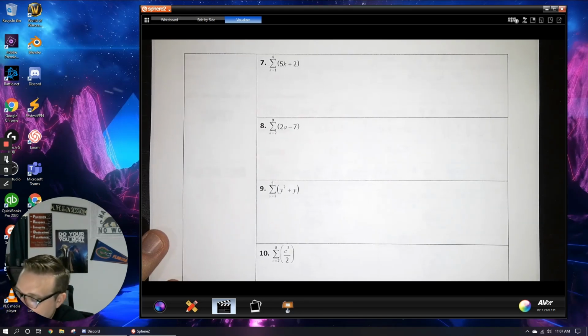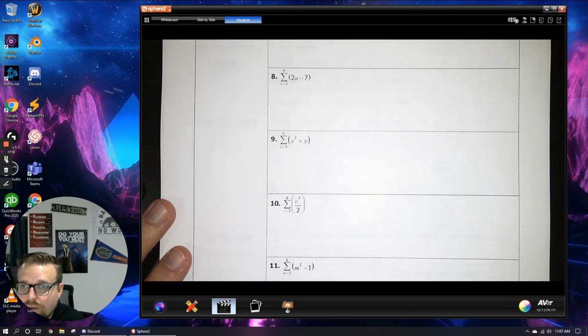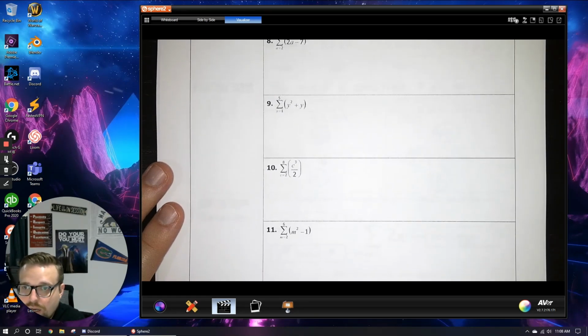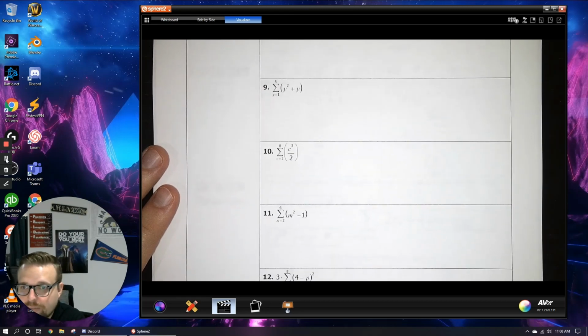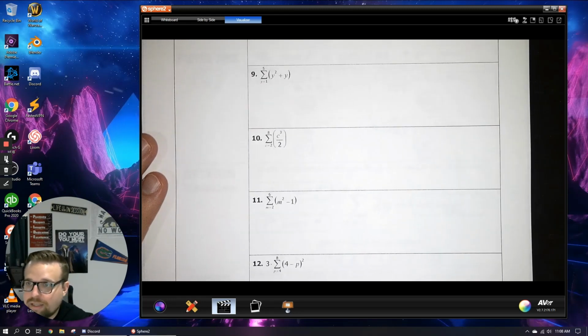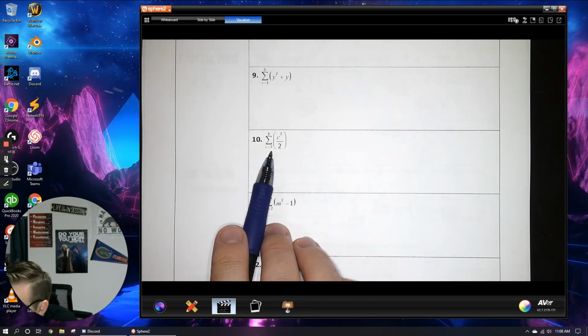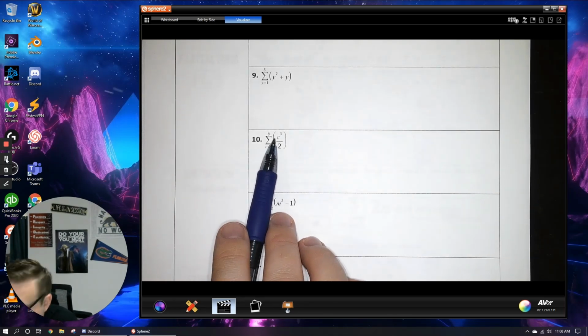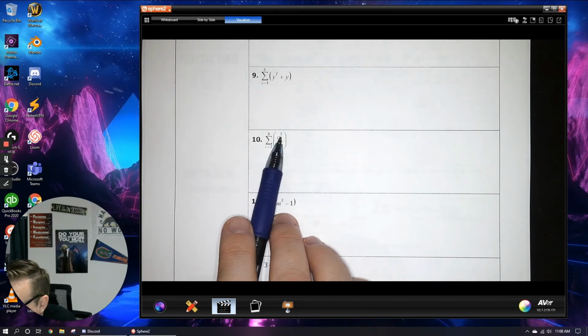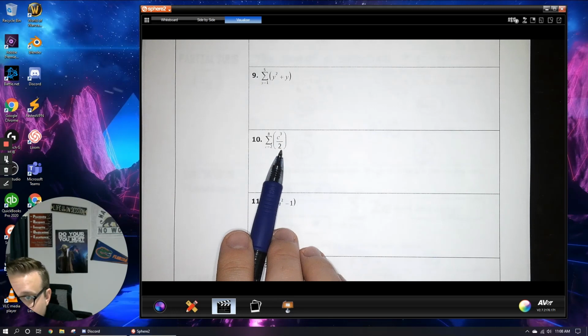I'm going to skip 7 and 8 because those are just like the ones we just did. I'm going to go ahead and tackle number 10 because it looks like it might be slightly difficult. So let's interpret what this is saying. Our rule for our sequence is that we take whatever the term number is, and we cube it, and then we divide that result by 2.